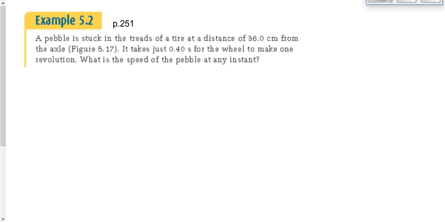Let's do another example here. This one says a pebble is stuck in the treads of a tire at a distance of 36 centimeters from the axle. It takes 4.4 seconds for the wheel to make one revolution. Find the speed of the pebble at an instant. What do we got here? 36 centimeters. I'm going to circle centimeters, actually. Don't like that unit.